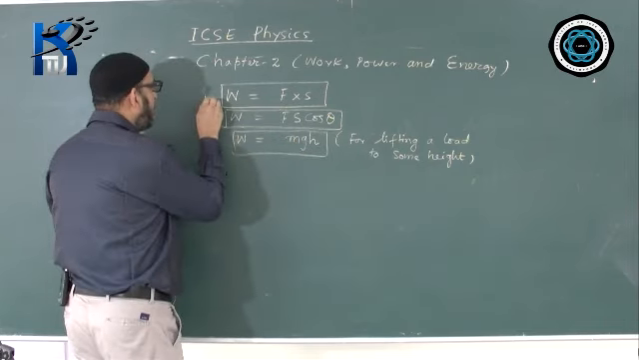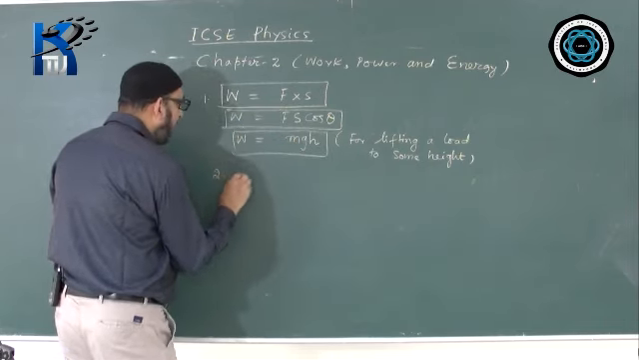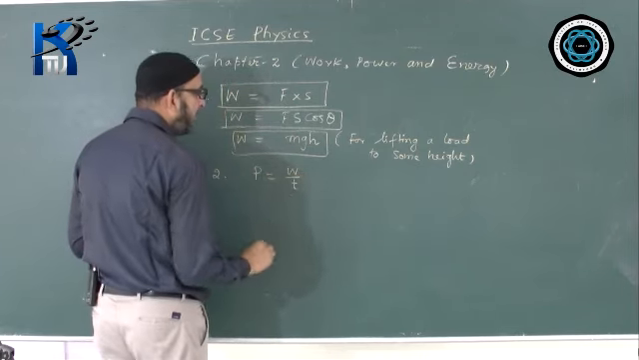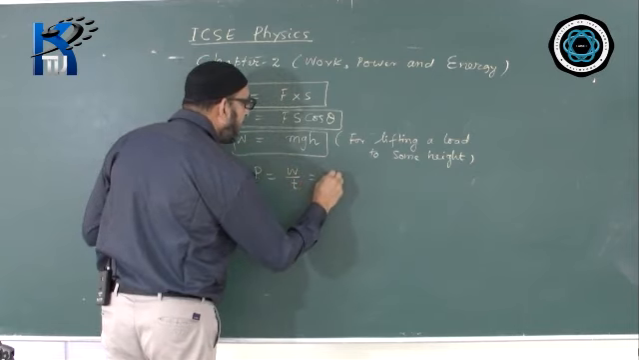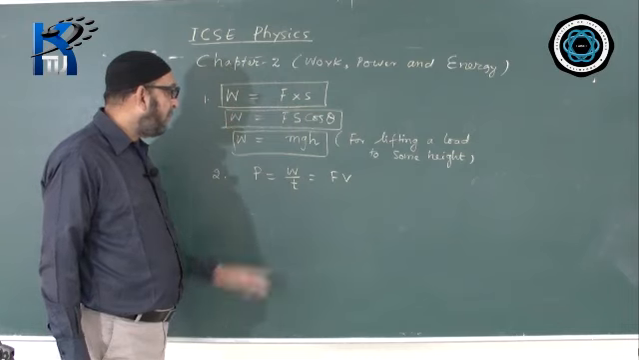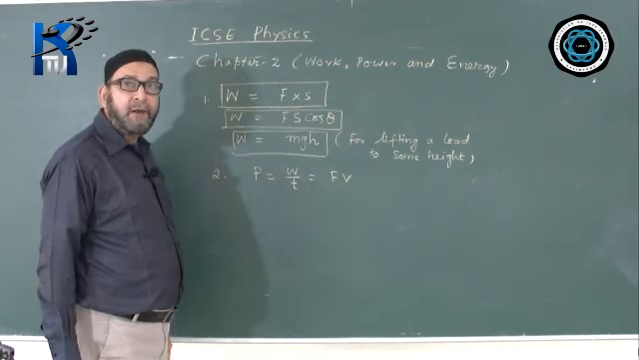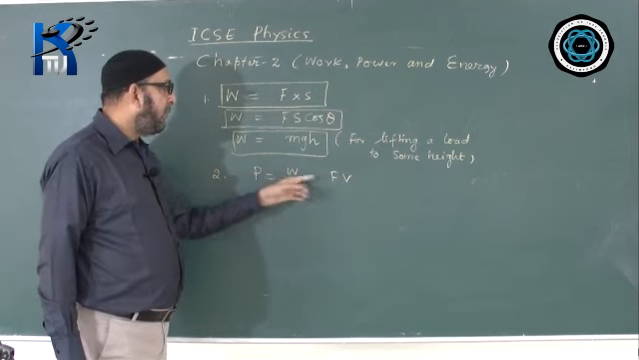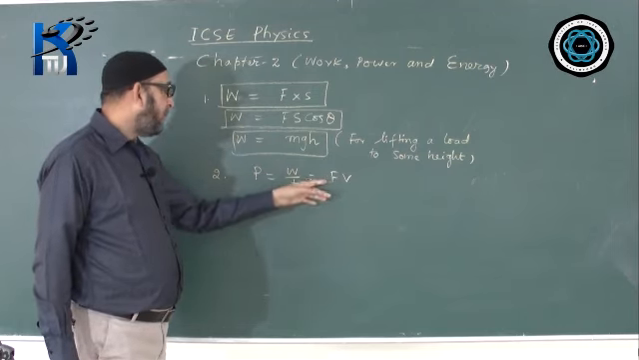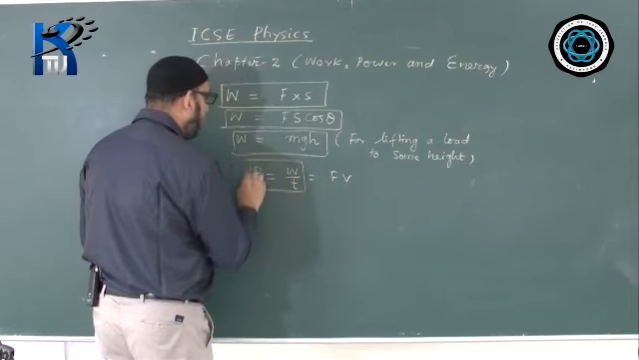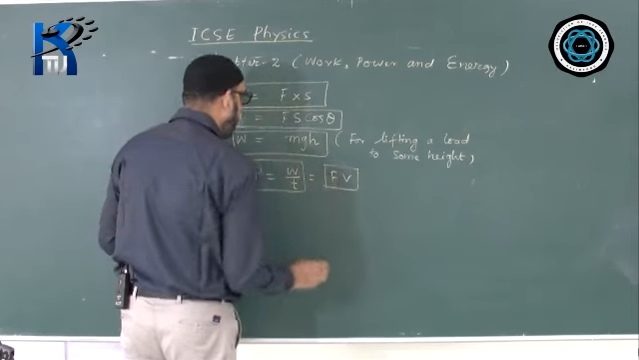Now this is the first formula. Second formula is power. Power formula is work by time, and the other formula of power is Fv. Depending upon the situation, we'll pick one of these and find the answers. When time is given, we'll use this formula. When force is given, to calculate power, we'll use this formula. So there are two formulas for power as well.